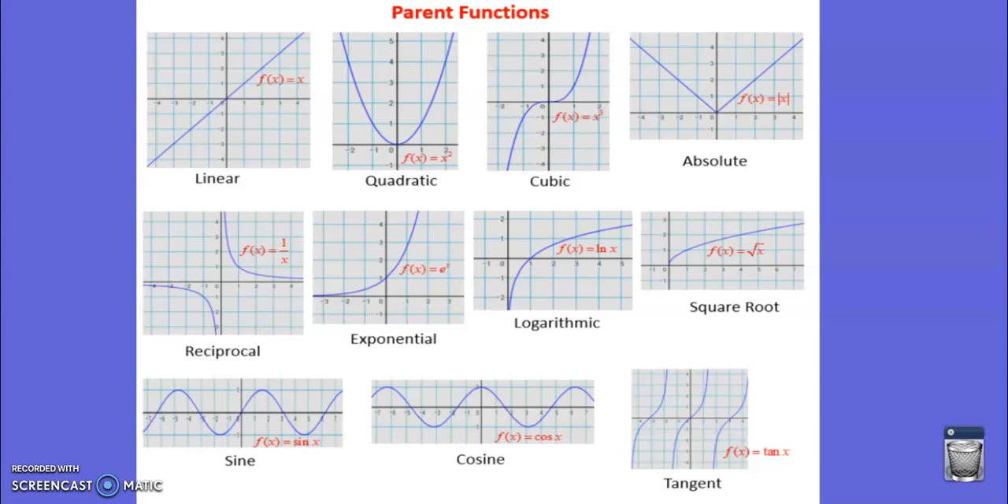What we're going to basically do is take some of these parent functions and then transform them. A lot of times we'll talk about the quadratic just because it's easy to understand, but we could talk about any of these parent functions, and there could be a lot more, but these are the most common parent functions. We'll take that quadratic and change things to it, and it will shift or translate or reflect in a different manner.